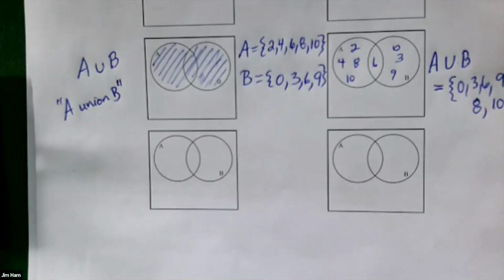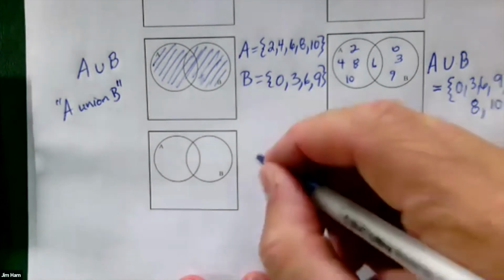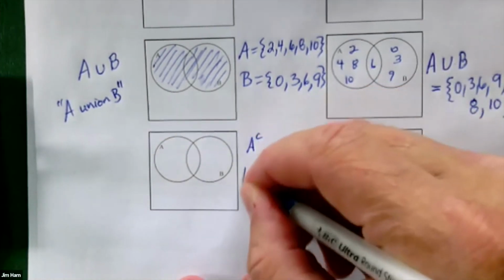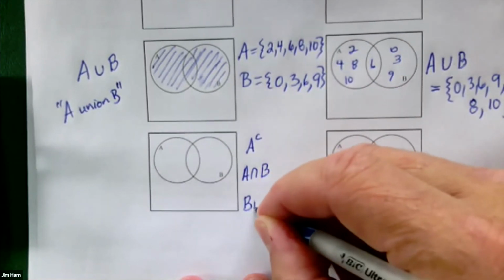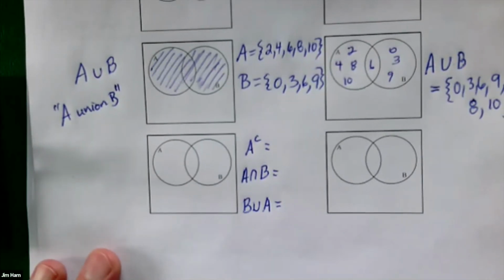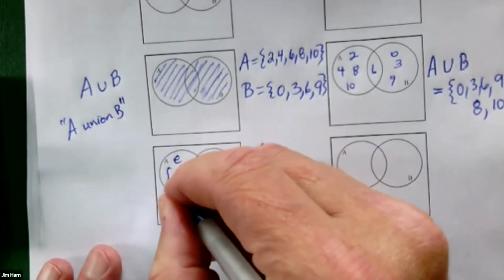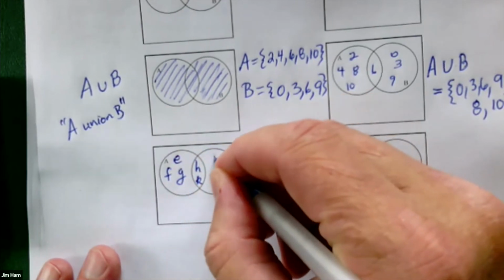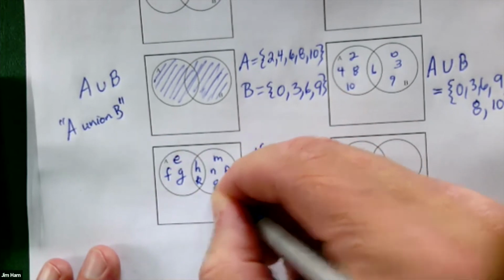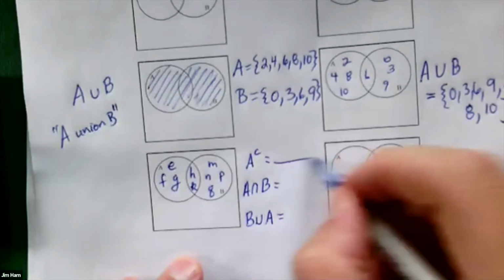One example now, I'm not going to give you these sets. I'm just going to put some things into the Venn diagrams and ask you some questions. So here are the questions I'm going to ask. What is A complement? What is A intersect B? What is B union A? And here are the elements: E, F, G, H, K, M, N, P, Q. Okay, here's your example. Based on what you see in the Venn diagrams, write down the answers to each of those 3. 1, 2, and 3.